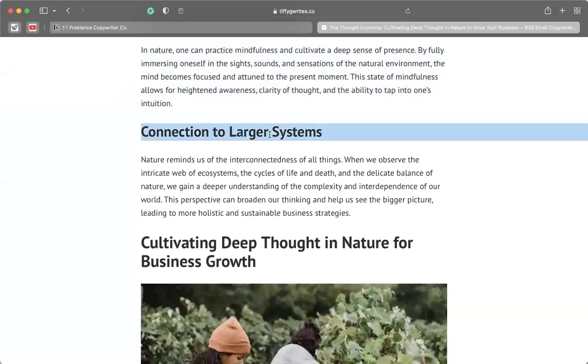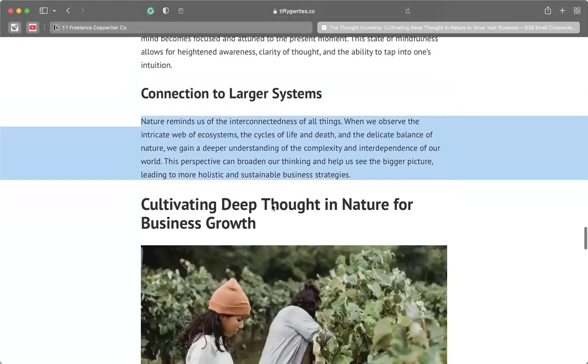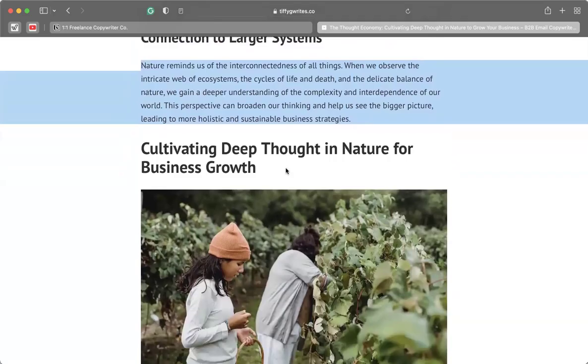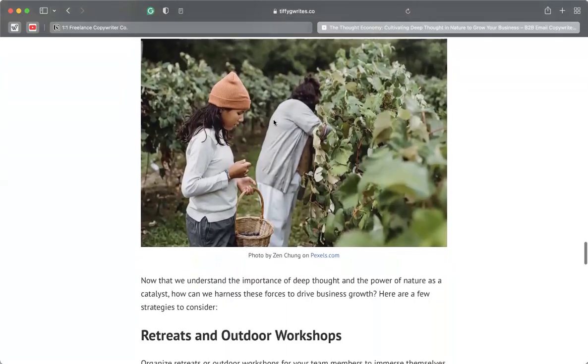Connecting to larger systems. Nature reminds us of the interconnectedness of all things. When we observe the intricate web of ecosystems, the cycles of life and death, and the delicate balance of nature, we gain a deeper understanding of the complexity and interdependence of our world. This perspective can broaden our thinking and help us see the bigger picture, leading to a more holistic and sustainable business strategy.